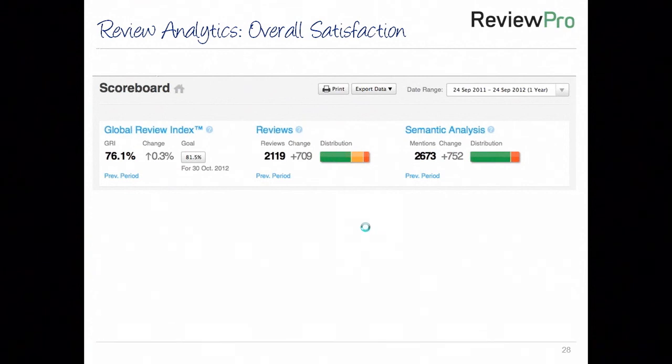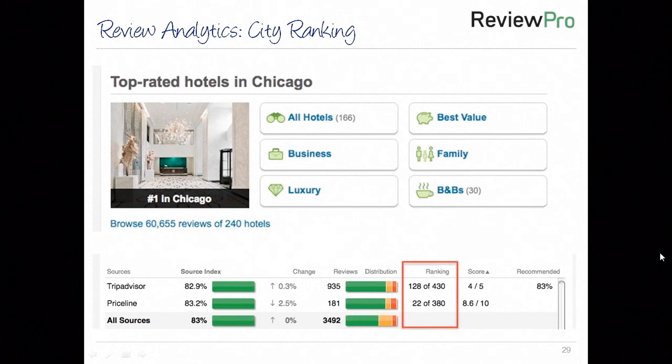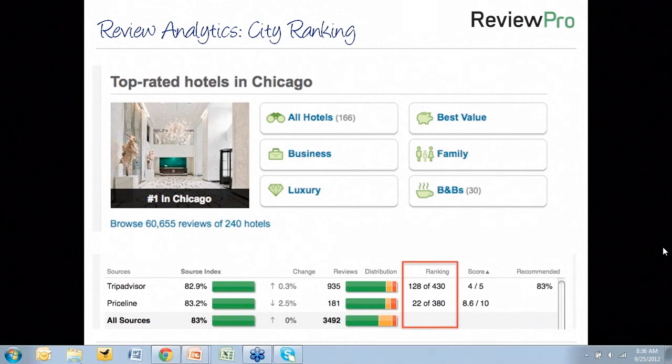The second big key performance indicator that I really recommend hotels look at is their ranking in the city that the property is located in. So this is really crucial for people finding you. On the bottom, you can see an example of how we automate the tracking of this in ReviewPro.